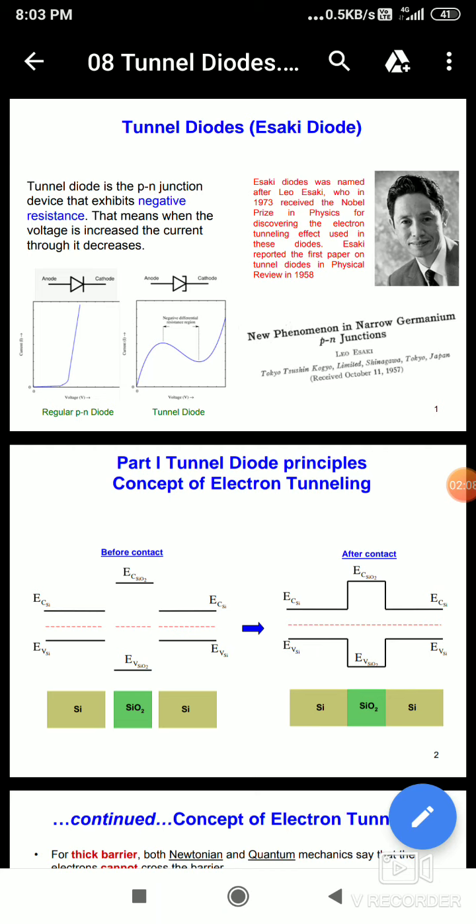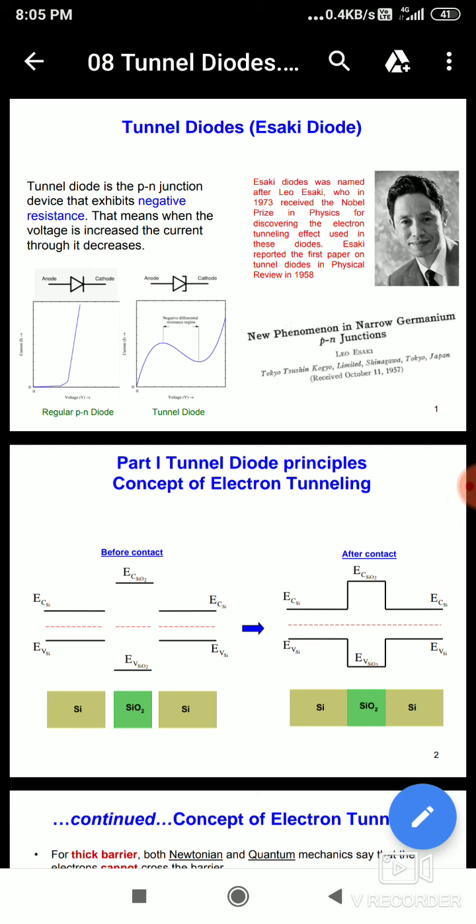The operation of this tunnel diode totally depends on the quantum mechanics principle known as tunneling. Here I am using the word tunneling again and again. What is it? In electronics, tunneling means the direct flow of electrons across the depletion region from the n-side conduction band into the p-side valence band. The germanium material is commonly used to make tunnel diodes.